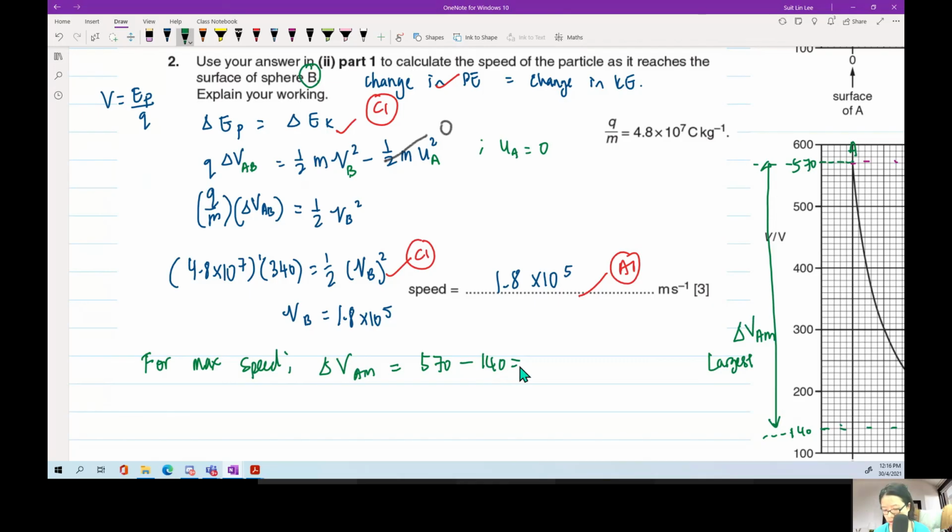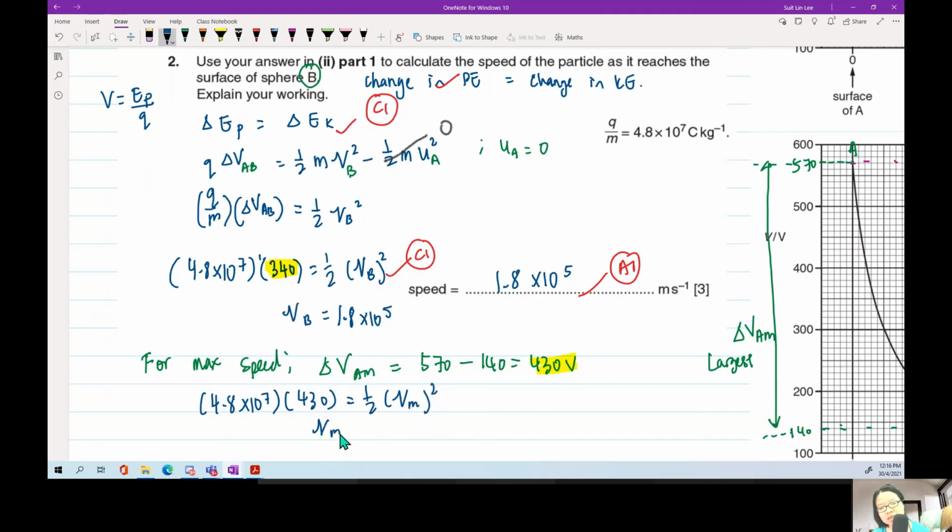570 minus 140, and this will be 430 volt. So what we will do is replace this 40 with 430 and repeat the calculation. There was a past year question like this, which is quite nice because it's two calculations, same one. So I'm just going to put 4.8 times 10 to the power of 7. This will be 430 times 12 V m squared.